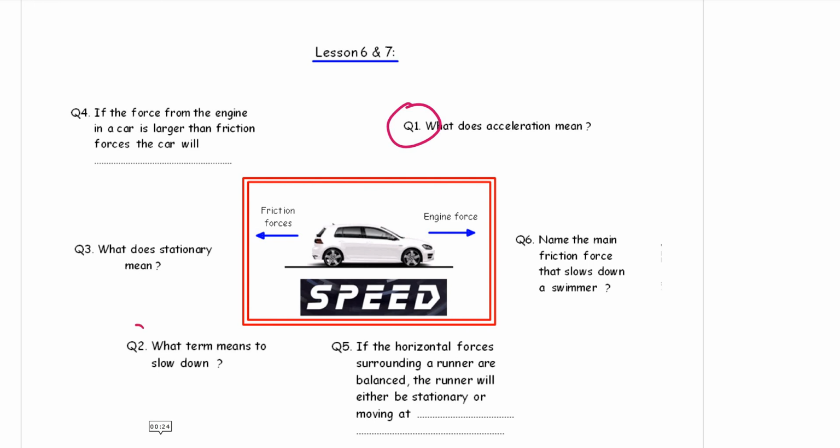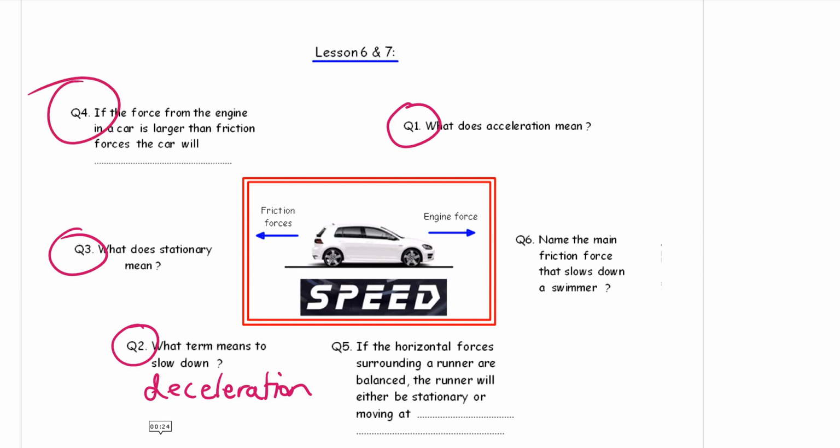Question 2. What term means to slow down? Deceleration. Only one C in deceleration. Question 3. What does stationary mean? It means that you're not moving.